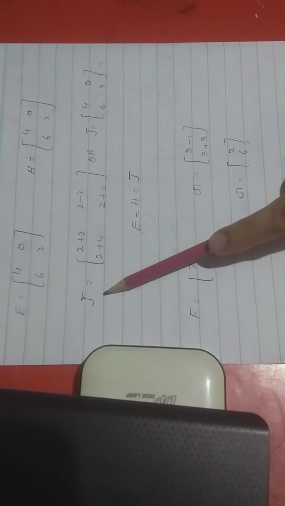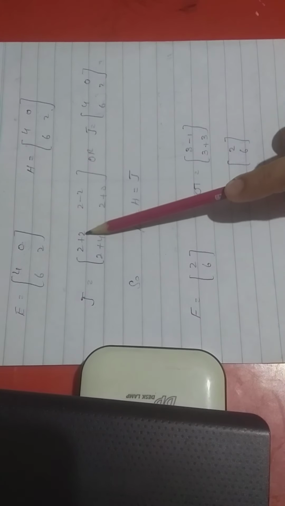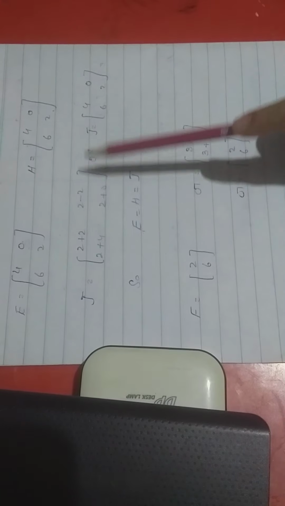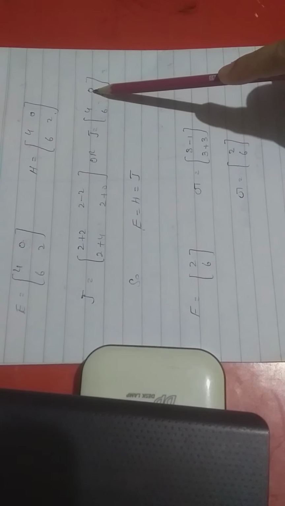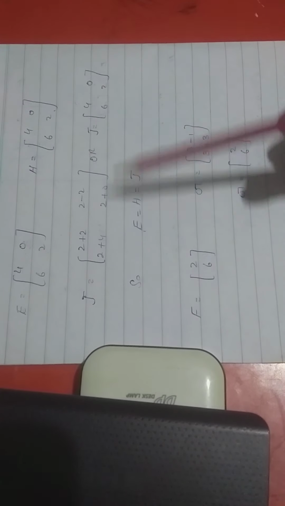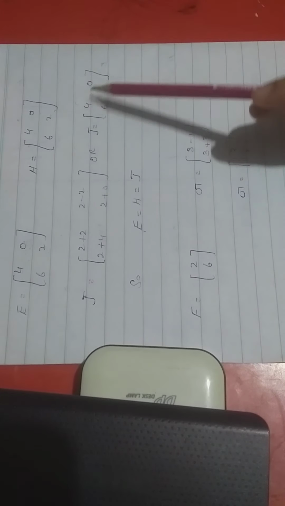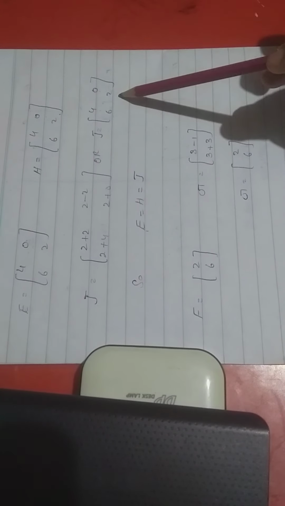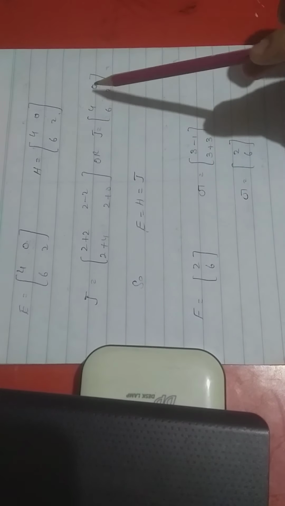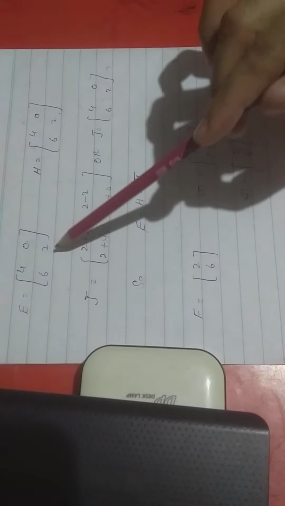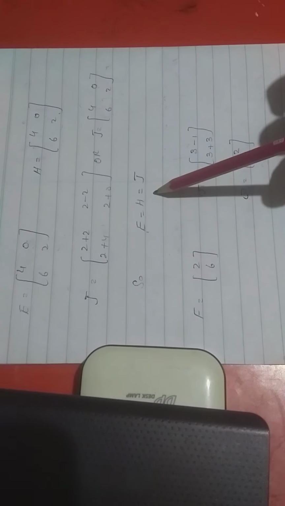Now next is J. J is 2 plus 2. We know that 2 plus 2 is 4, so we can write it as 4. Then 2 minus 2 is 0. Obviously nobody can stop us from writing 2 minus 2 as 0. 2 plus 4 is 6. 2 plus 0 is 2. So J is the matrix 4 0 6 2. It means it is also equal to H. J is also equal to E. So these three matrices are the same.